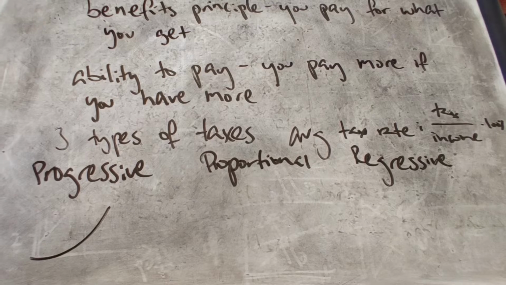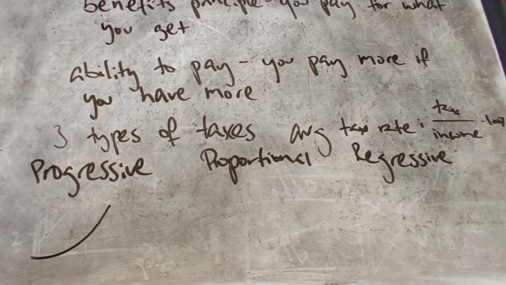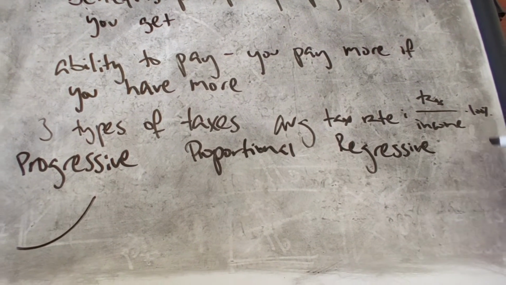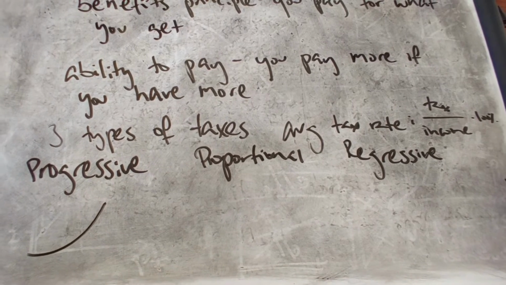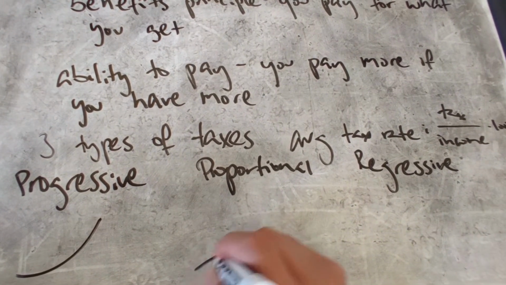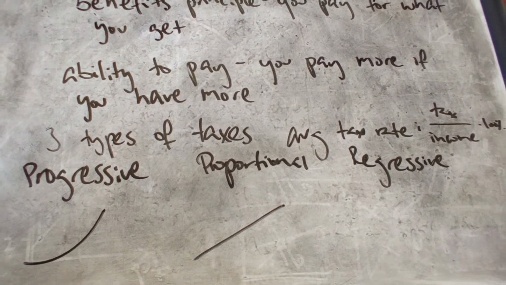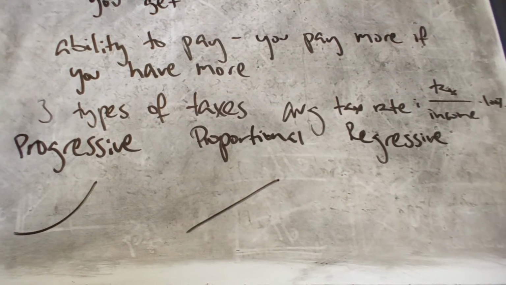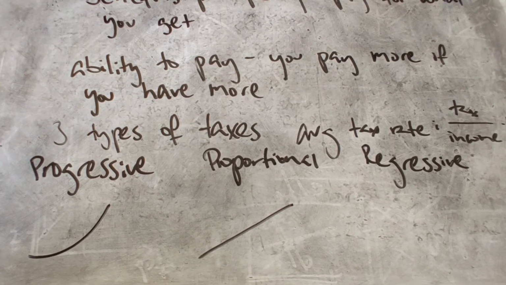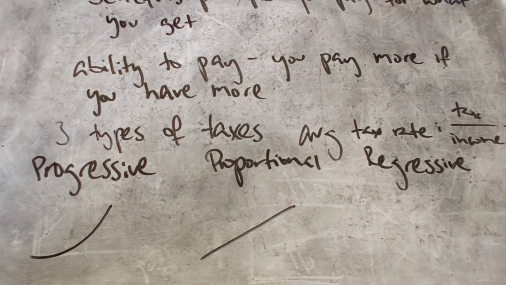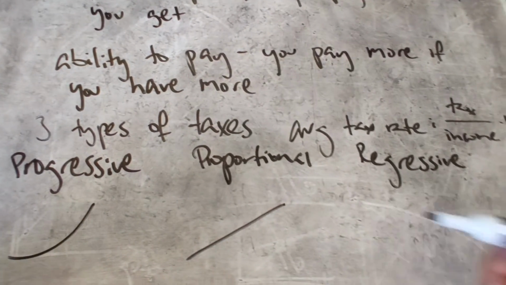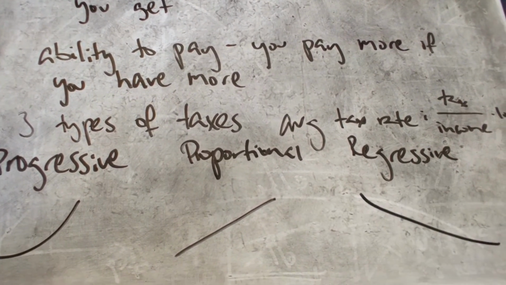In the case of proportional, the average tax rate is always constant. So if you get more income, then you still have to pay more tax, but it's at a proportional amount. So that's kind of like a linear. And in the case of regressive, the average tax rate decreases with income. So if the income increases, the tax doesn't increase as much. And what that results in is kind of like a decay.